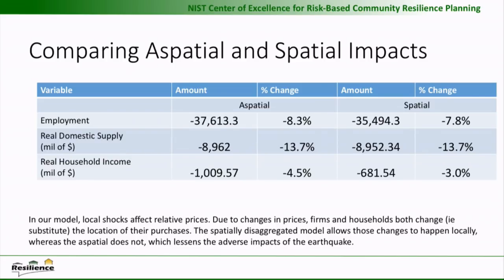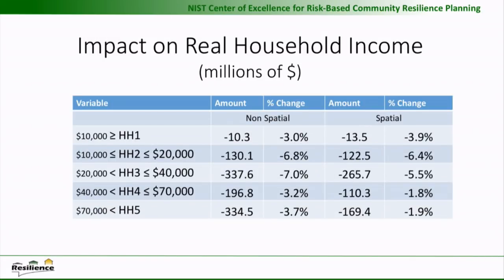So focusing on the difference in real household income, we've looked at the distribution of household income losses. Now, in the non-spatial model, all we have is 5 household groups. And we can see that HH1, families that make less than $10,000 a year, lose $10.3 million in household income, or 3%. Now, in the spatial model, we've added up all these different household groups from the 8 PUMA regions. So we have 8 HH1s, one in each of the 8 PUMA regions. We add up the economic losses of HH1, the lower income households, across the 8 PUMA regions. What's interesting is that the economic losses for HH1 are larger when you spatialize all of the household groups, but for HH2 through HH5, the losses are smaller.